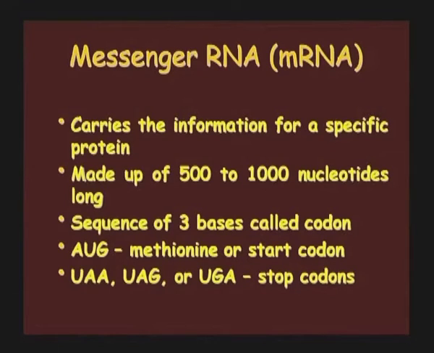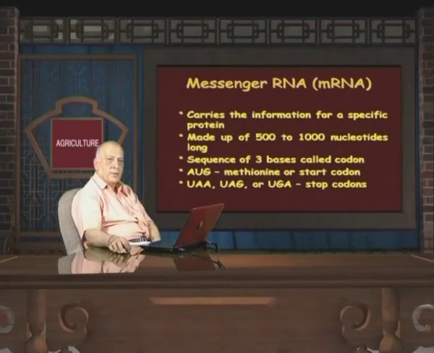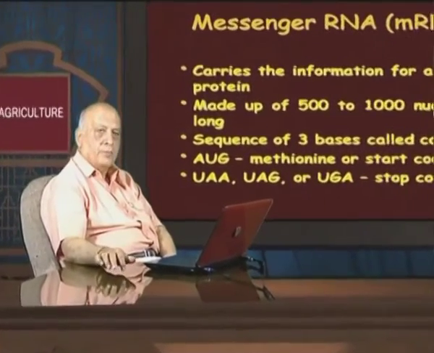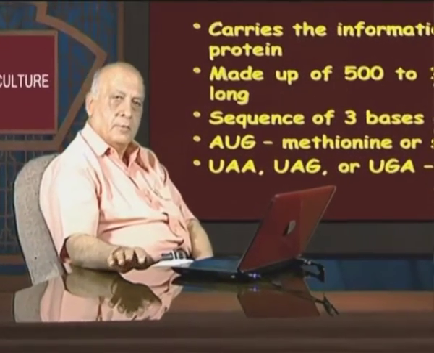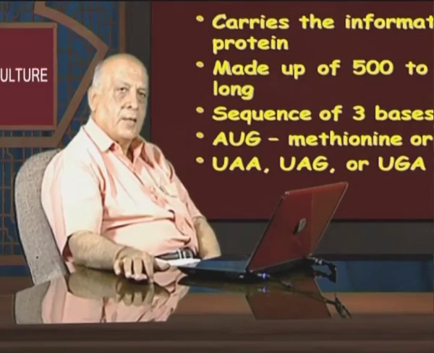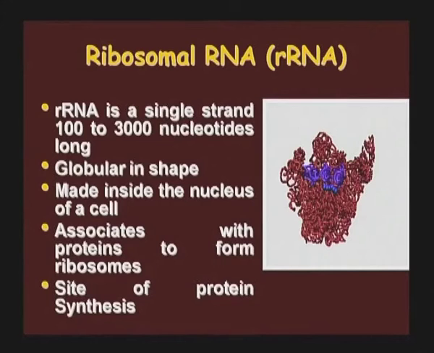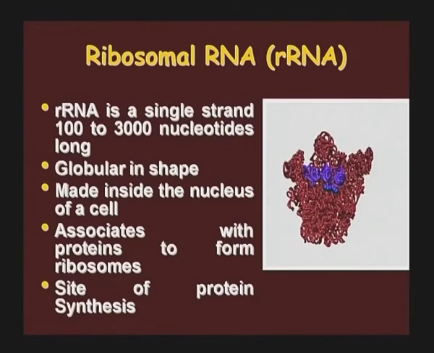Now we are coming toward the crux of protein synthesis, that is, the sequence of 3 nucleotide bases is known as a codon. The entire sequence is called the code, and this code is transferred to messenger RNA and then used in protein synthesis over ribosomes. The ribosomal RNA is a single strand, 100 to 3000 nucleotides long. It is globular in shape, made inside the nucleus of a cell. It is associated with protein to form ribosomes, and this is the site of protein synthesis.